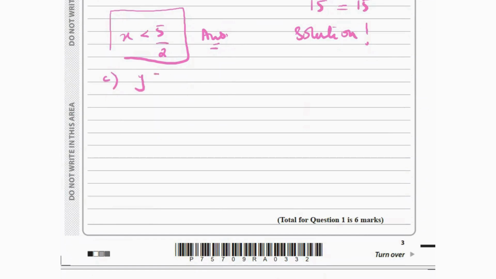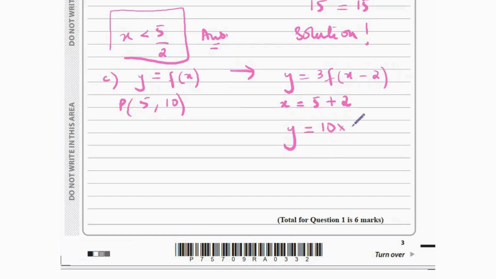So we have y equals f of x, which has the point (5, 10), which is mapped to y equals 3 times f of x minus 2. As you can see, it's x minus 2, which means we move the graph horizontally 2 units to the right. And so it's 3 times f of x minus 2, which means the y value is stretching by a scale factor of 3. So to x, we're going to add 2, and to y, we're going to times it by 3.